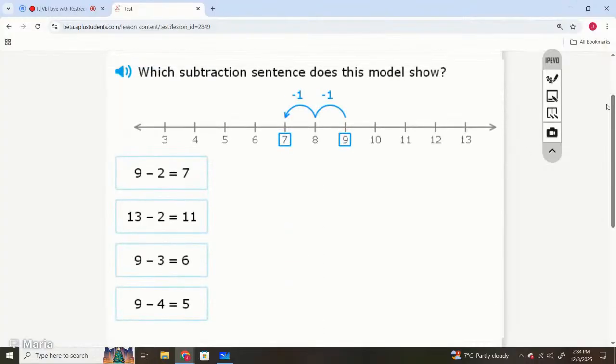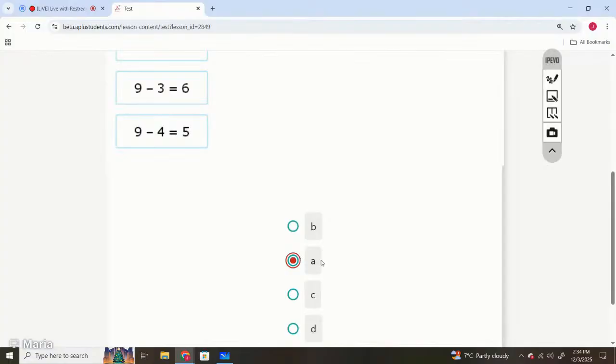So start with 9, count back 2, you end up on 7. So 9 take away 2 is 7. Option number A is the correct option.